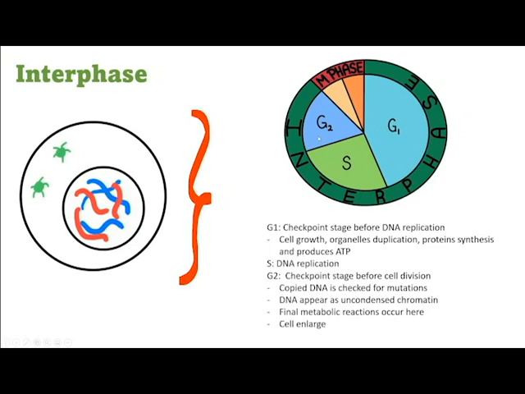The G1 phase is primarily for cell growth, and it is the checkpoint stage before DNA replication. In this G1 phase, there is cell growth, organelle duplication, and synthesis of proteins, such as the proteins needed for DNA replication, and ATP production also occurs.